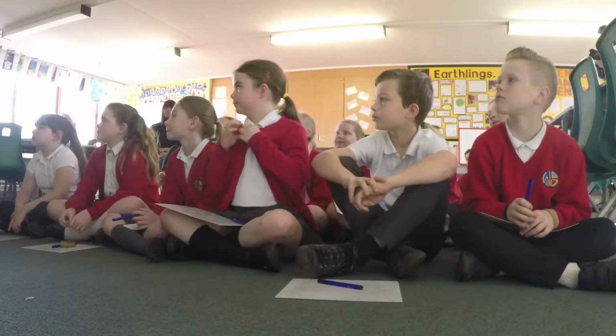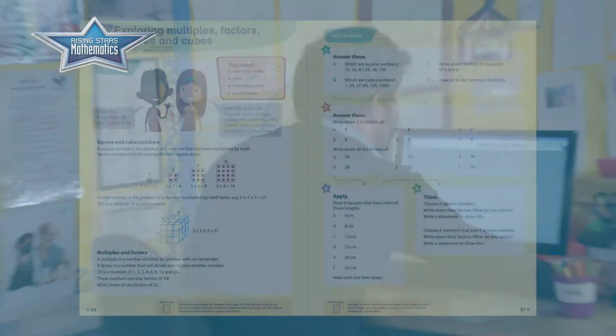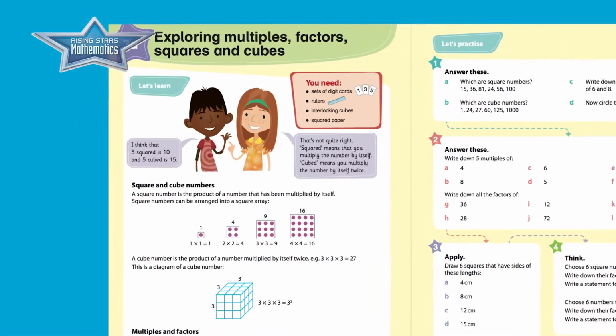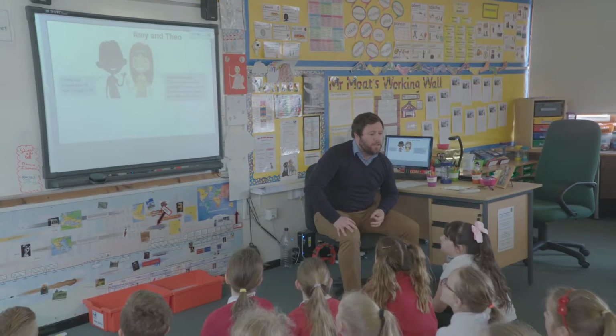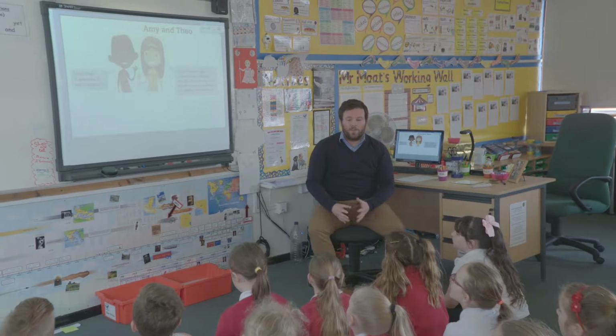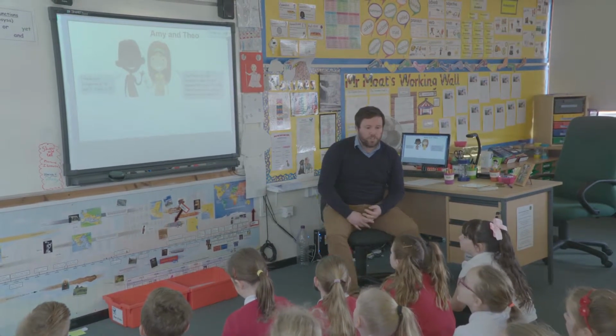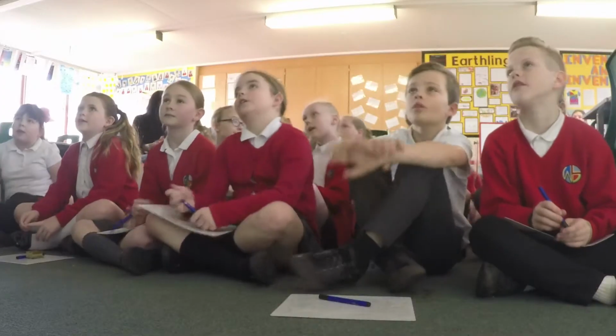Okay, boys and girls, I'd like you to think back to yesterday when we were looking at square numbers and cube numbers. We've got a little discussion on the board between the characters we've met many times, Amy and Theo. I'd like you please to have a little chat with your talk partner. Who do you think's correct and why? If you're going to give me an answer, make sure you can explain your answer and why. Okay guys, 20 seconds, discussions, off you go.